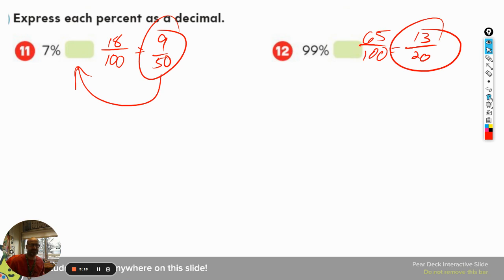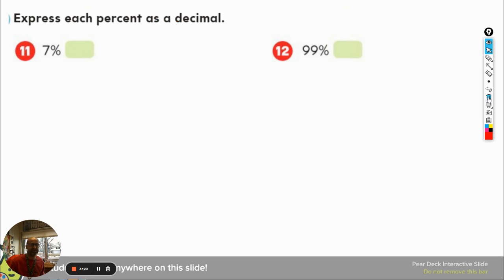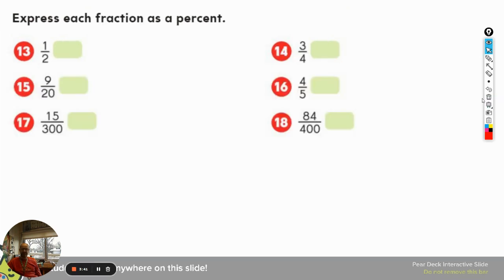Okay. Oh, express each one as a... Oh, I like doing these. 5 seconds, then I'll go. All right. 7% is 7 out of 100, or 7 hundredths. 99% is 99 out of 100, or 99 hundredths. Next. See, now it feels good to be moving.